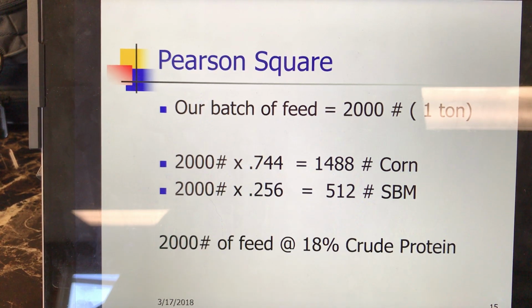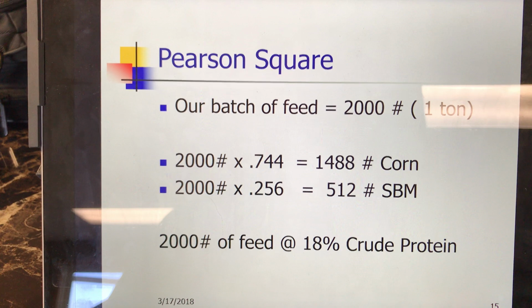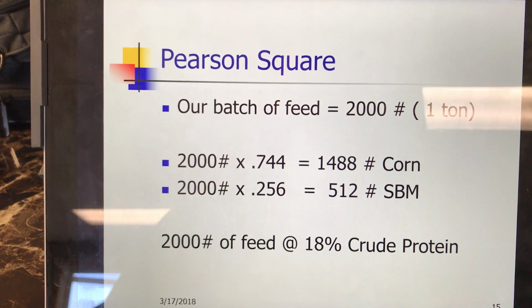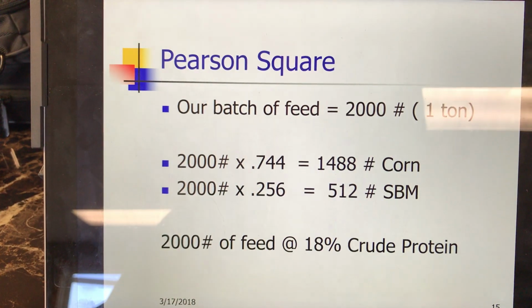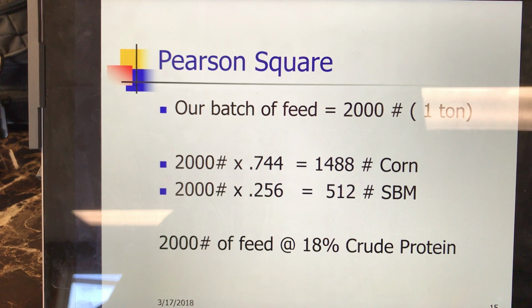Okay, so in a 2,000 pound ration, if we have 1,488 pounds of corn and 512 pounds of soybean meal, this should be equal to an 18% crude protein in 2,000 pounds. Okay, and that is the end of the slideshow. Go ahead and transition to the next video where we actually walk through a couple of the problems that we have for you to do.